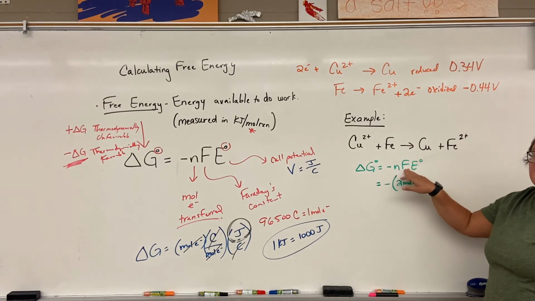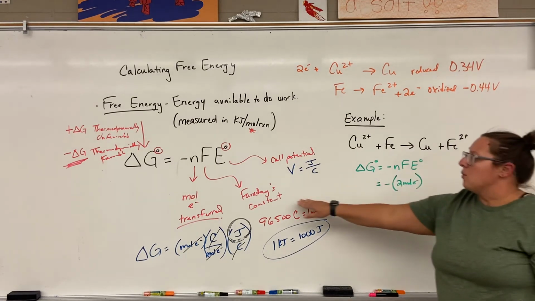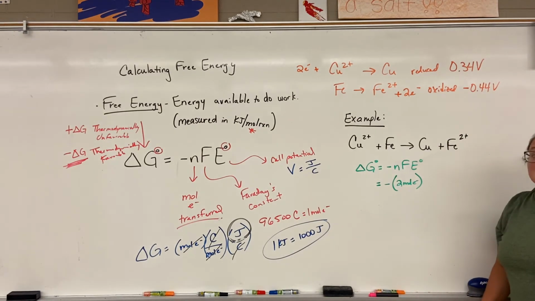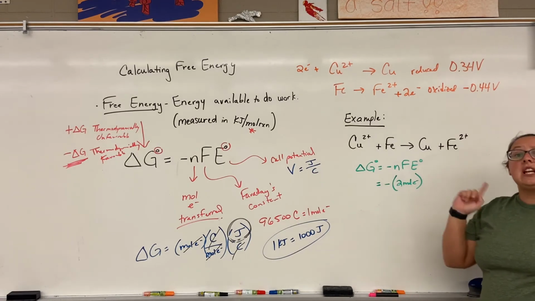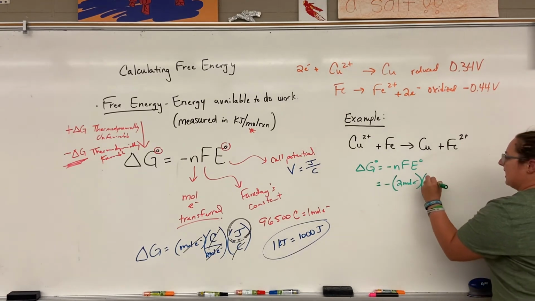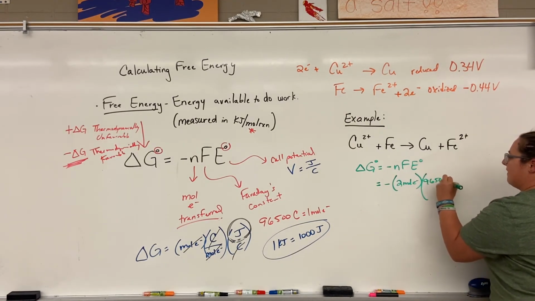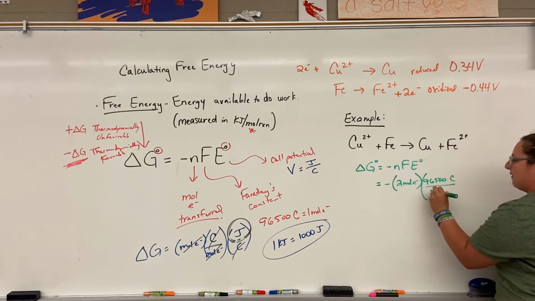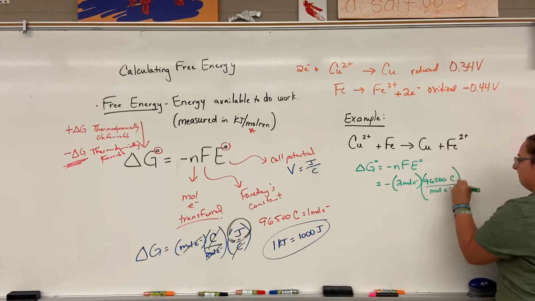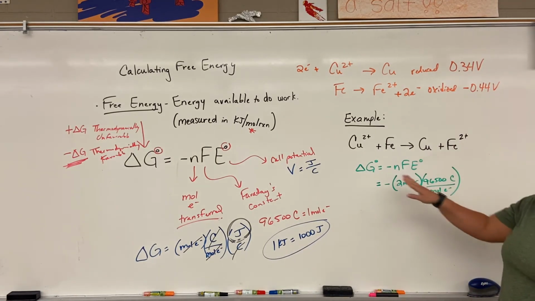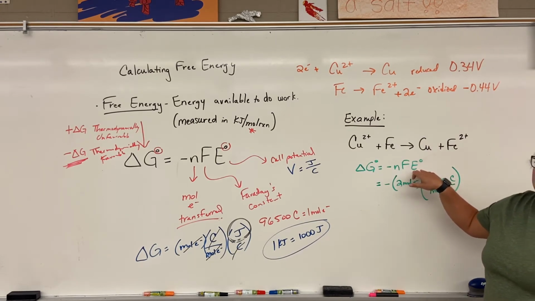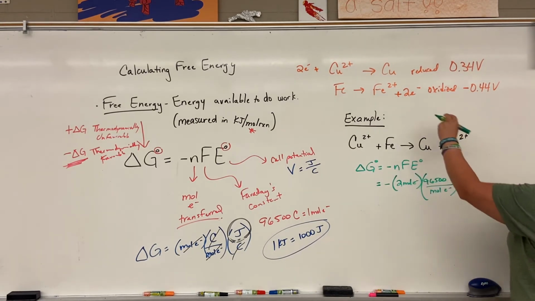Now, the next thing that I plug in is my F, which is Faraday's constant. And remember, that number is always 96,500. It is on your equation sheet if you forget it. So I'm going to plug in 96,500, plug in your units, coulombs for every mole of electrons. And now the very last thing that I'm going to plug in is my standard E cell value. So I'm going to find that up here.